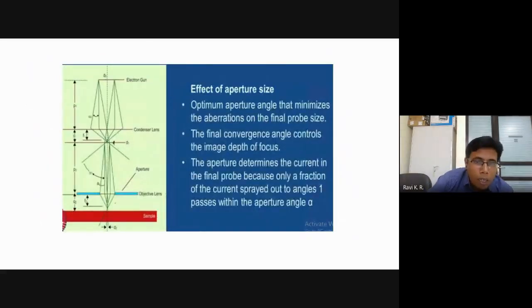If you have a bigger aperture, let's say that this is your aperture. When you increase the aperture size, let's say you increase it to somewhere here, then you start seeing the beam will come like this. So the alpha will be increasing.